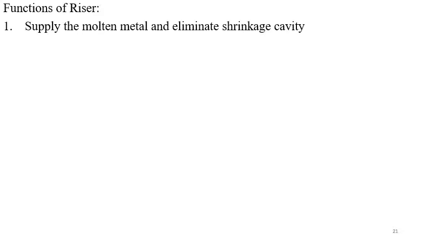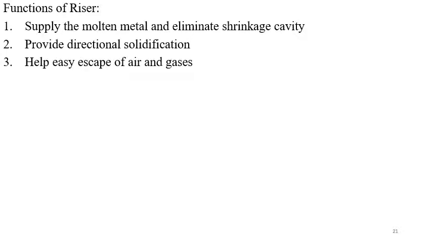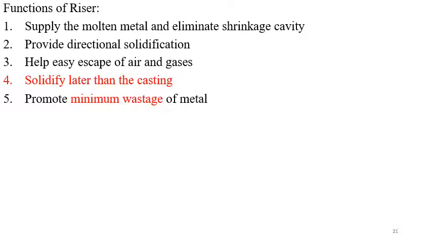Functions of the riser. The first one is to supply the molten metal and eliminate shrinkage cavity. That is the main point. The second important point is to provide directional solidification. The third is to help easy escape of air and gases, and to solidify later than the casting. Then, promote minimum wastage of metal. So these are the five important functions of the riser: supply molten metal and eliminate the shrinkage cavity, provide directional solidification, help easy escape of air and gases, solidify later than the casting, and promote minimum wastage of metal.